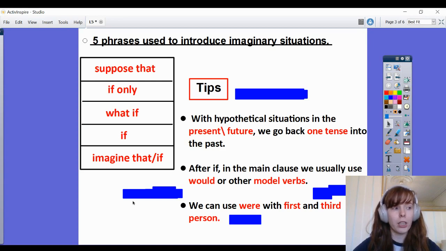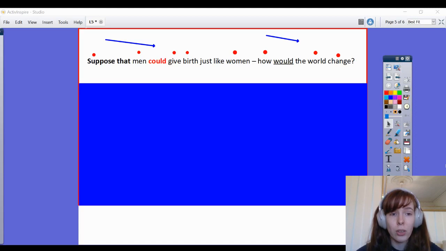If you were a bird, which bird would you be? Okay, so now let's have a look at some pronunciation. As always, we emphasize or stress the important words for meaning.